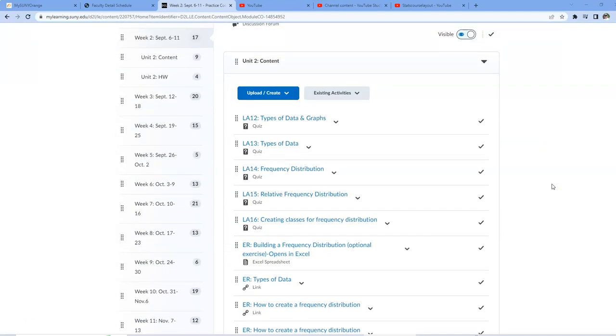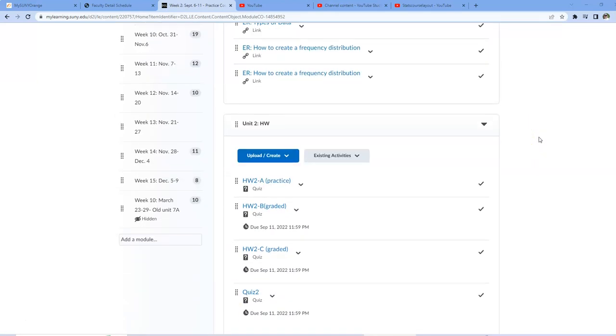So the content folder, you're going to find basically 2 types of items that are in there. The LAs are the learning activities, and those are required. That's where you learn the material. The ERs are extra resources. Those are optional. They're not required. They're just there to help you. So you're going to work through all this information to get through the homework folder.